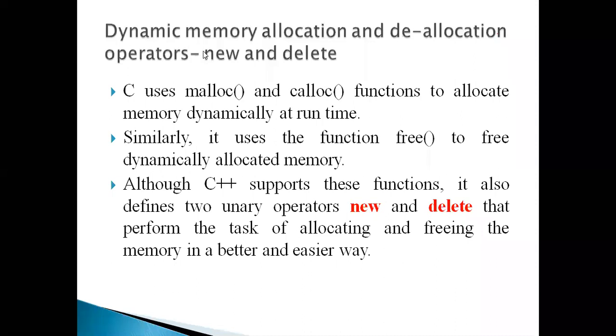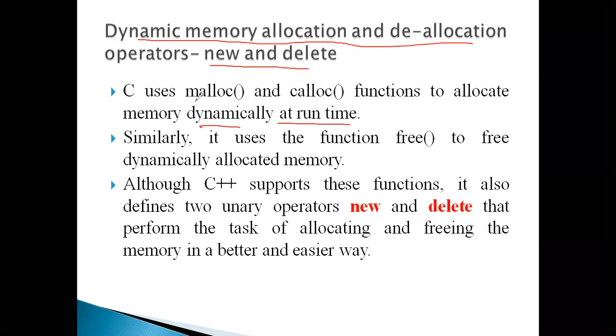Hi, here we discuss dynamic memory allocation and deallocation by using the operators new and delete. Before going to discuss the new and delete operators, just recall the C programming language functions. In C, for allocation of memory dynamically, which is going to execute at runtime, we have functions named malloc and calloc, which are used to create a single block of memory or multiple blocks of memory dynamically at runtime.